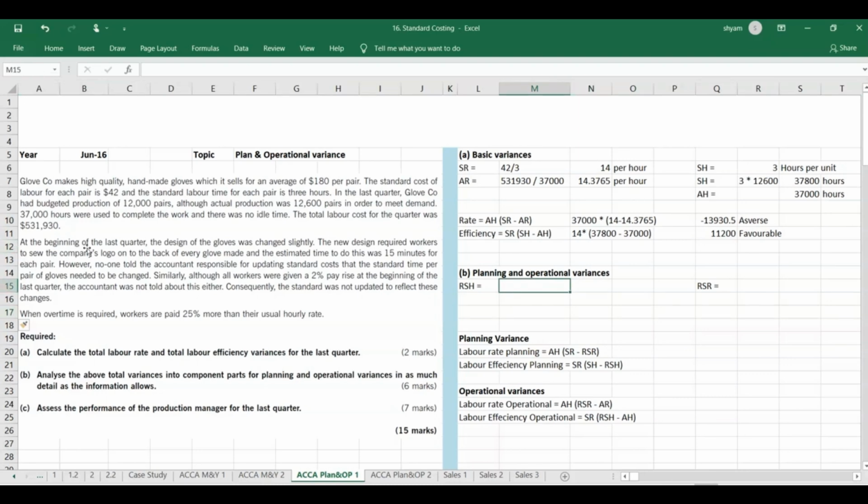At the beginning of the last quarter, the design of the gloves was changed slightly. The new design required workers to sew the company's logo onto the back of every glove made, and the estimated time to do this was 15 minutes for each pair. So the RSH is changing, because earlier the time taken to produce one product was only 3 hours. Now it is moving to 3.15 hours. So we can put it like this. The RSH calculation we will put here itself.